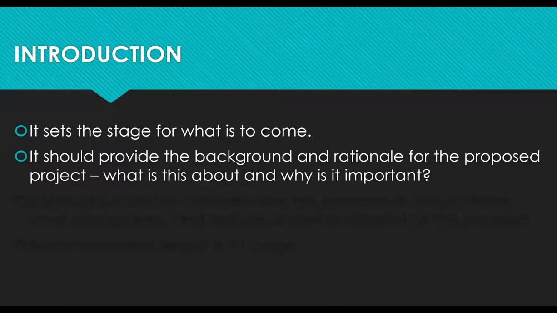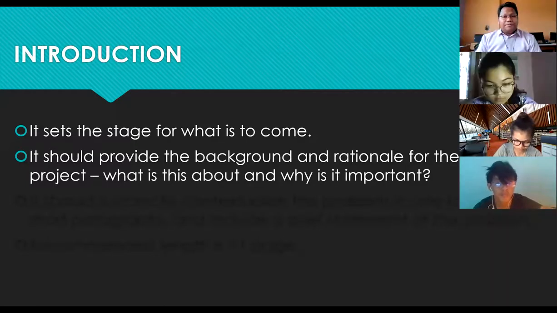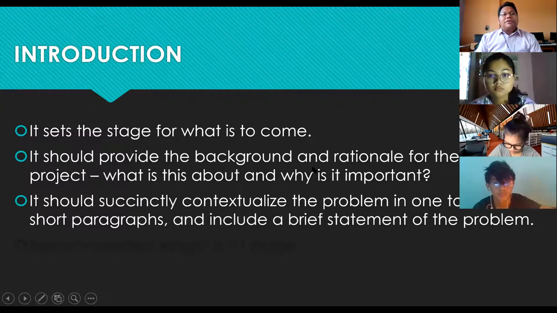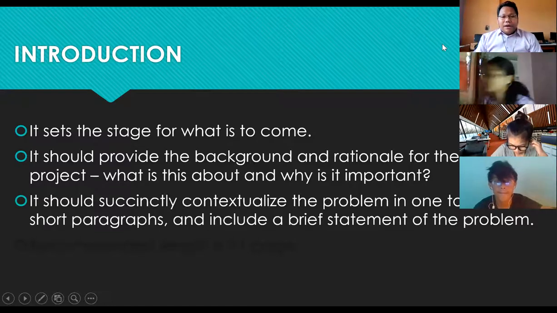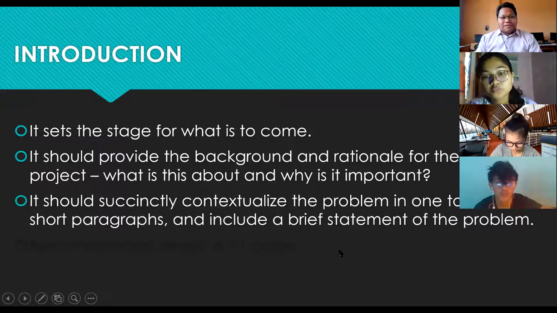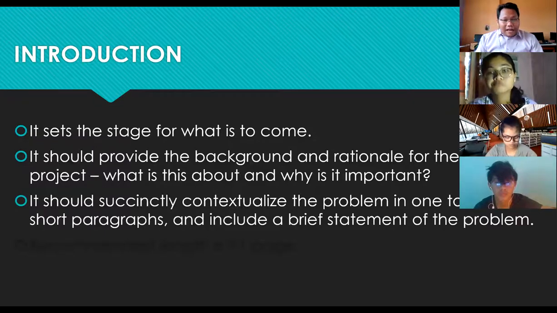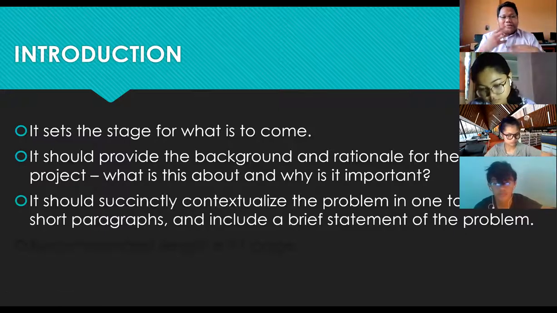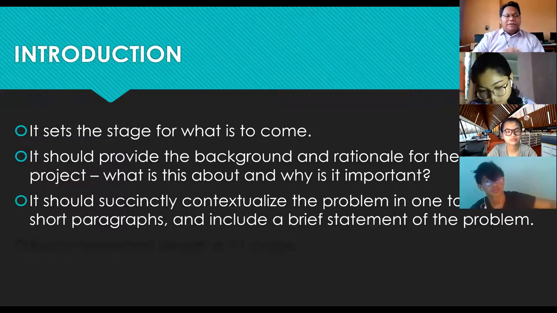More or less, you just have to recall the guide questions or the reminders that were given to you when you made the rationale of your research paper. It should succinctly contextualize the problem. Take note of this length. The problem needs to be contextualized in 1 to 3 short paragraphs, and these paragraphs already include a brief statement of the problem. See? It does not have to be long. You just have to tell us what your study will be all about, and why it's important to talk about that study or the variables involved in it. And these discussions will have to be placed in 1 to 3 paragraphs.